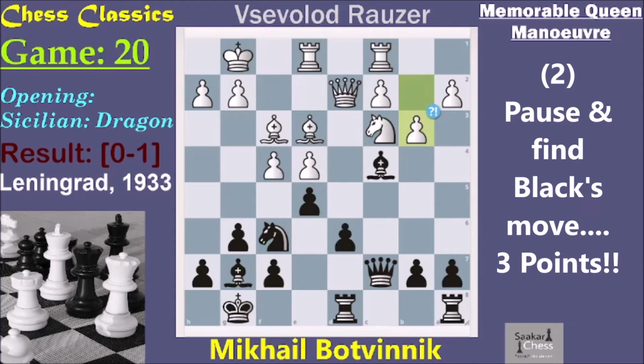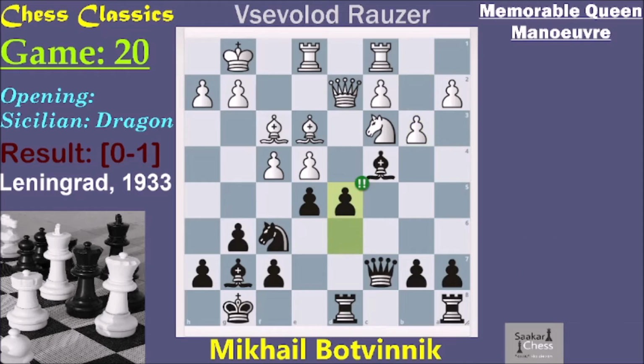And time to pause again and find black's move. You will get 3 points. d5, excellent. In Sicilian defense, whenever black gets to play d5 comfortably, he has a better position or game.